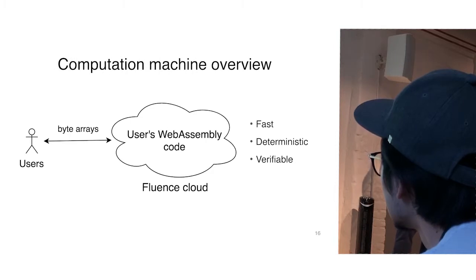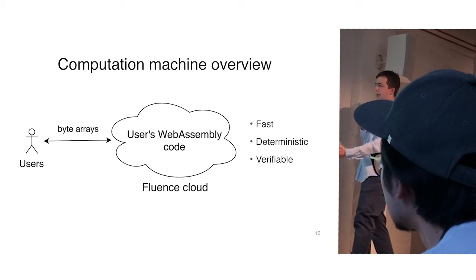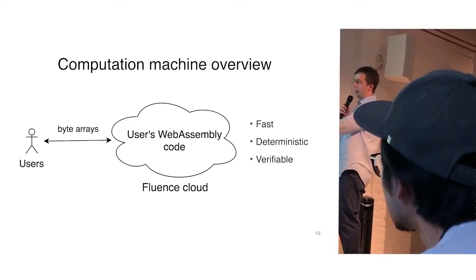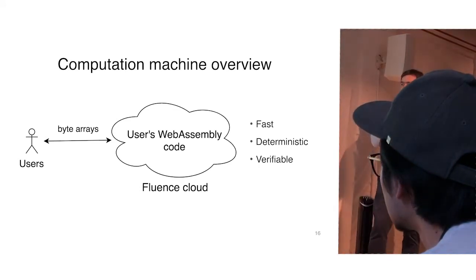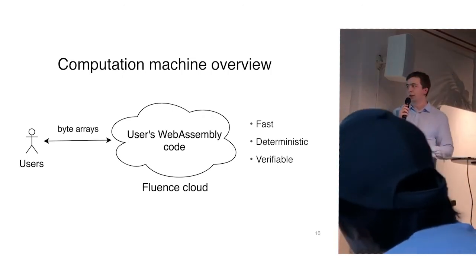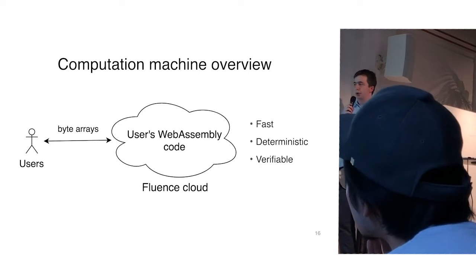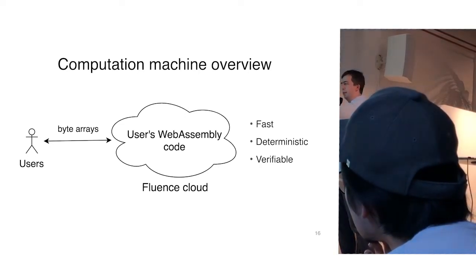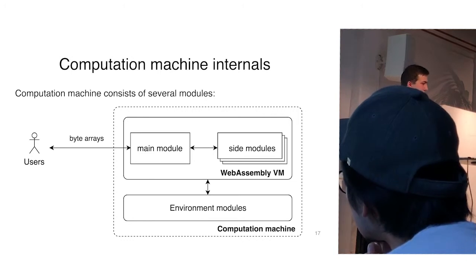And in general, for users, it looks like this. We provide a cloud service. A user can upload his own WebAssembly code to our cloud service, and then he will be able to interact with his service. We provide guarantees that the execution of WebAssembly code will be fast, deterministic, and verifiable. And how does it look in detail?